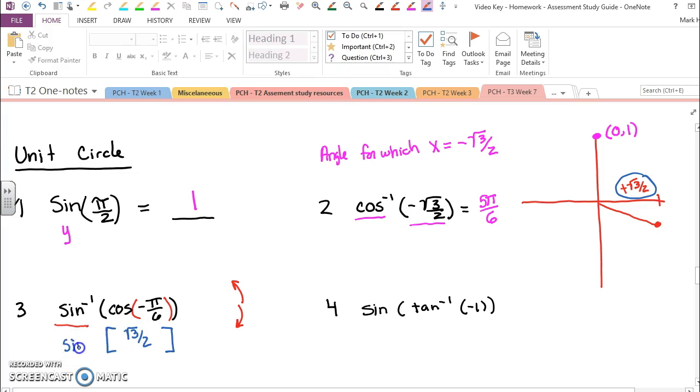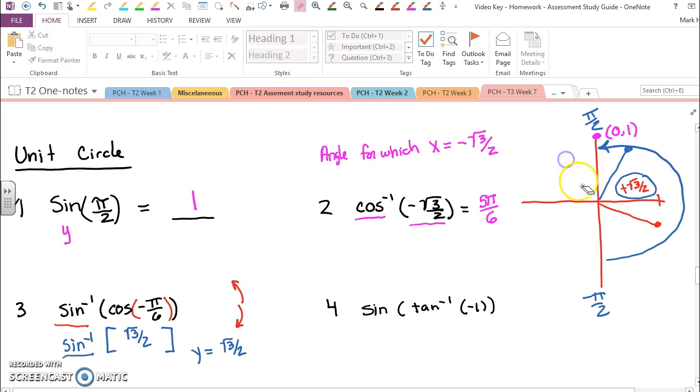And now you're asked for, what is the angle that has a y equal to square root of 3 over 2? Well, that would be here, or potentially over here, but this is outside of the range of the sine function, which goes from negative pi over 2 to pi over 2. So that's why we discount the 2 pi over 3 and we use the answer of pi over 3. That is the angle that has y of this.